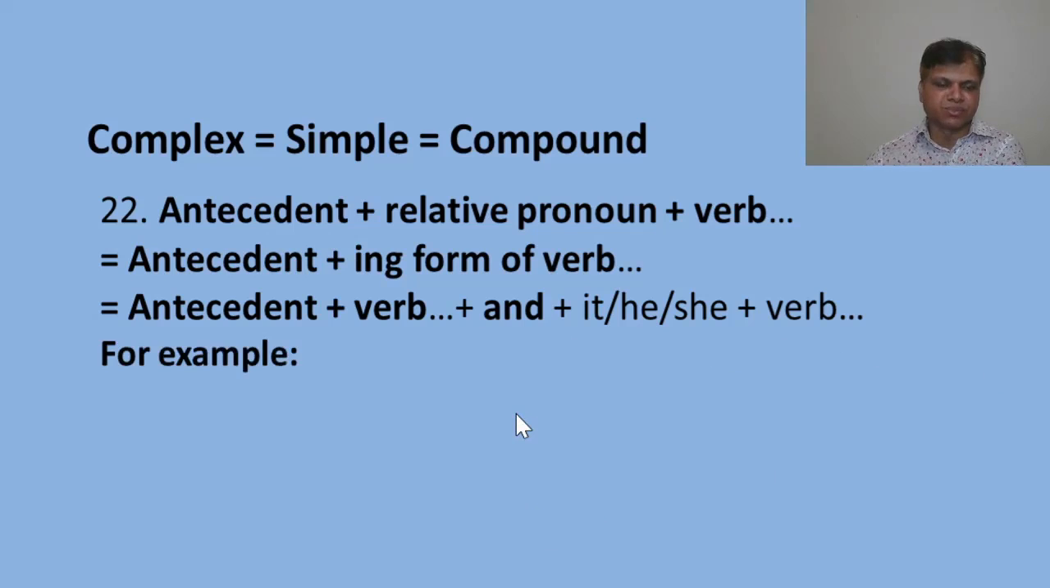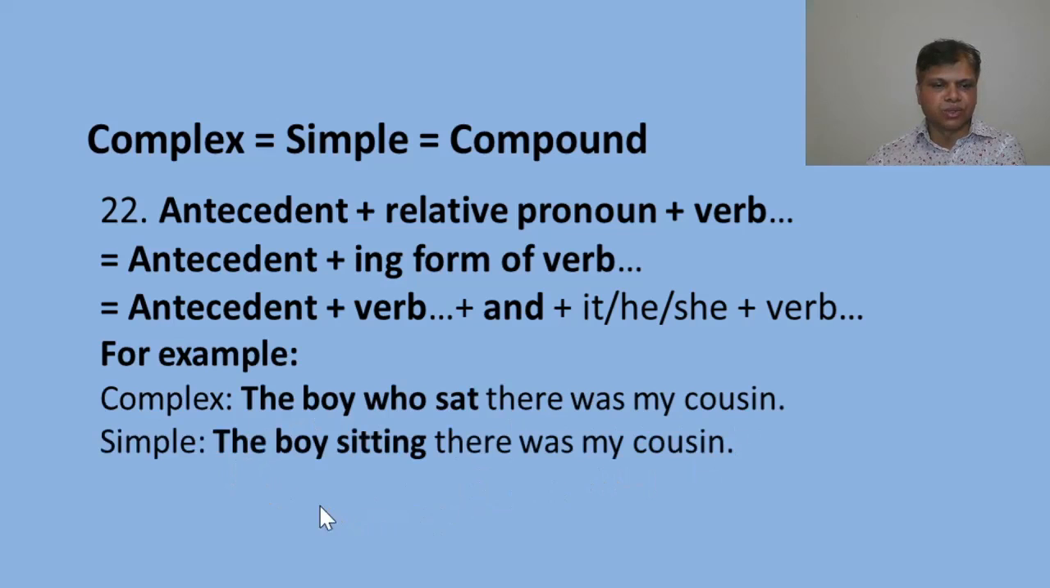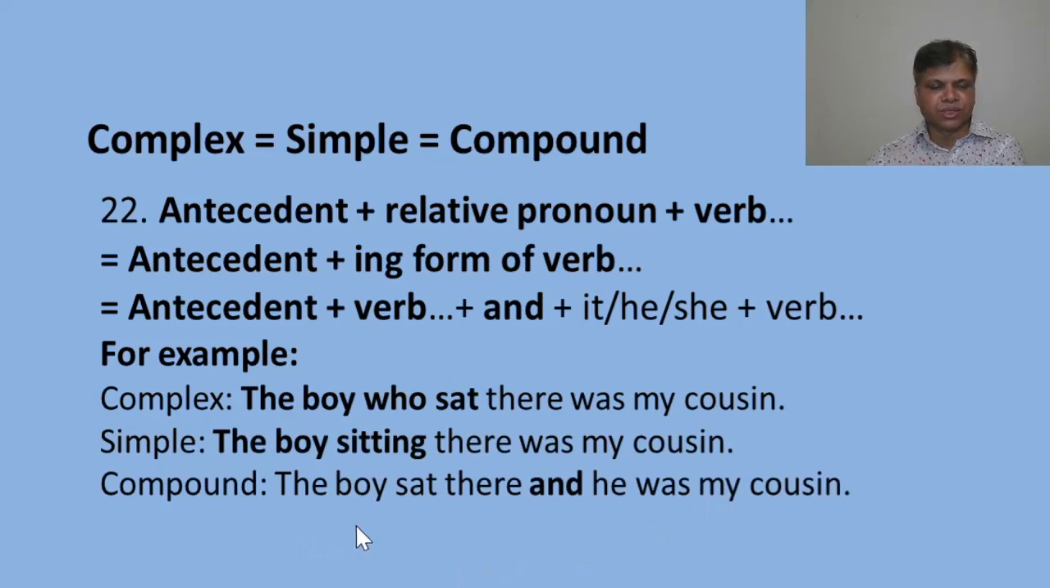So follow the example. Complex sentence: The boy who sat there was my cousin. Simple will be: The boy sitting there was my cousin. Compound will be: The boy sat there and he was my cousin. So look at the complex sentence. The sentence contains who, a relative pronoun, and here the boy is an antecedent, a noun. The boy is an antecedent.